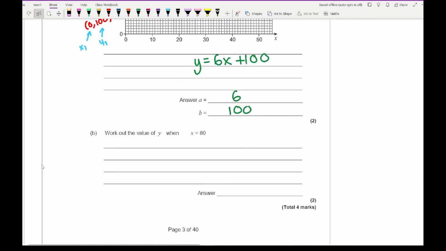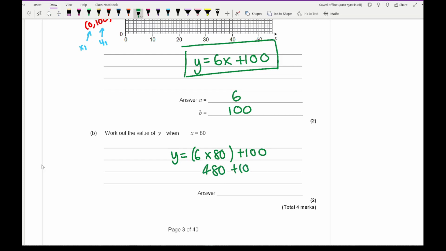Then for B, it says work out the value of y when x equals 80. So all I'm going to do is use this formula here. So substitute x equals 80. So I've got y equals 6 times 80 plus 100. So I've got 480 plus 100. Give me an answer of 580.